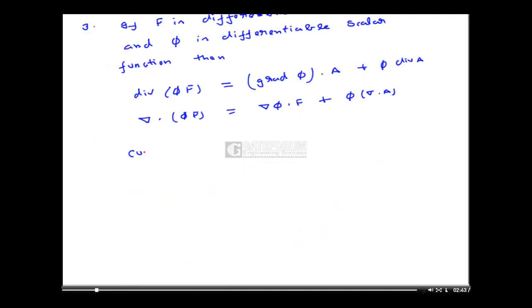Similarly, in terms of curl of phi F, this will become gradient of phi cross product with function F plus phi times the curl of F. In the previous one, though I have written A here, it is not A, it will be F. So these are the two important properties related to divergence and curl, where both scalar and vector functions are involved.